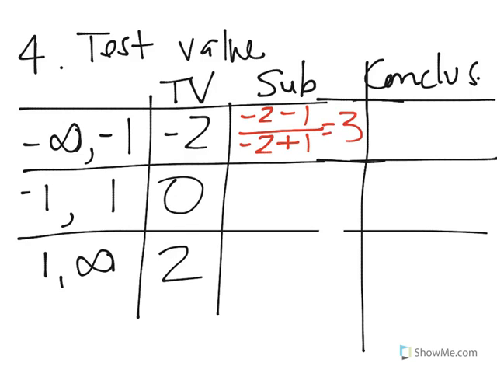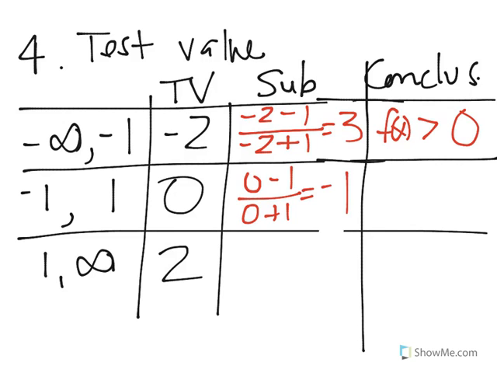Equals 3. So we can say f of x is greater than 0. When a 0 is plugged in, that will be 0 minus 1 over 0 plus 1, that will be a negative 1 over a positive 1, which is a negative 1. So f of x is less than 0 here.